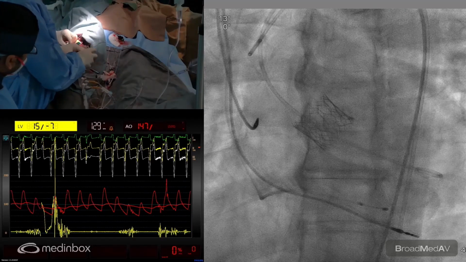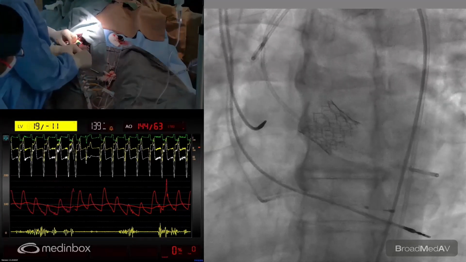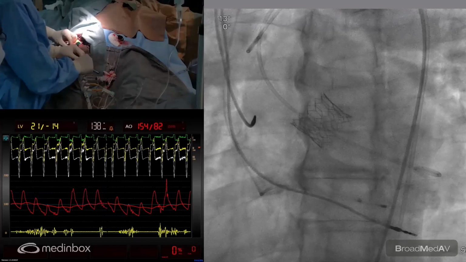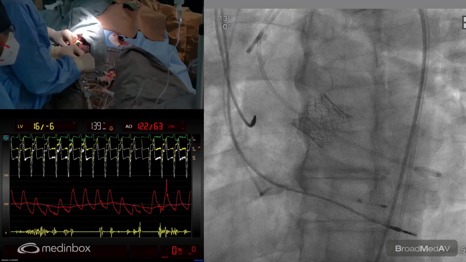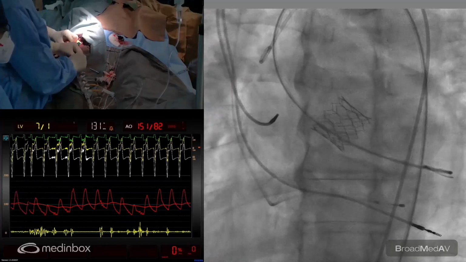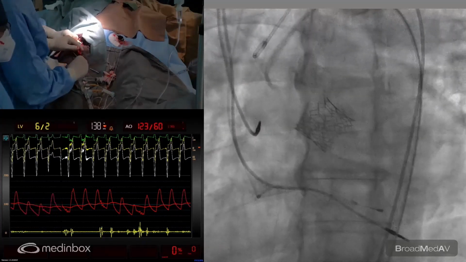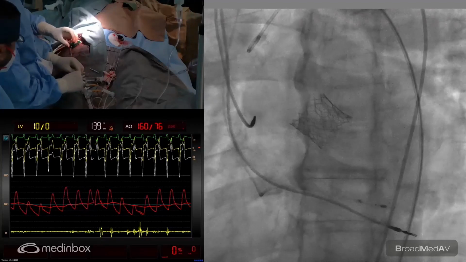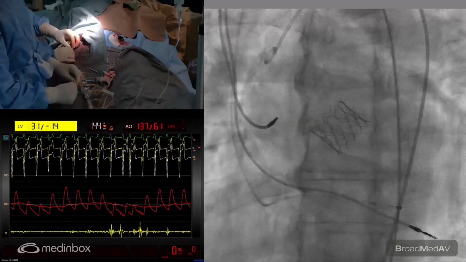So the Myval valve has performed extremely well across the aortic stenosis. We put in a 23 valve and it really has no gradients and hardly any leak. So we're now going to get that pigtail out of the way, and that's out. So just to find the cusp overlap view, keep that.